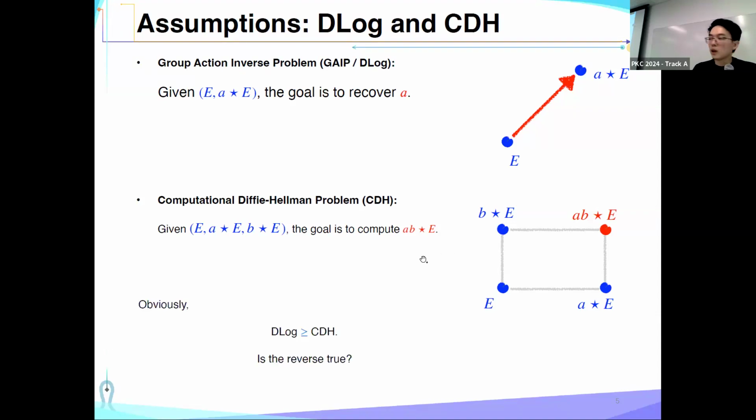And obviously, if you can solve the D-log problem, you can solve the CDH problem. If you have a D-log oracle, you can recover a from aE, and then you do the action, and you obtain abE. So that's how you can see the D-log problem is harder than the CDH problem. But the question is, is the reverse true? If you have a CDH oracle, can you solve the D-log problem?